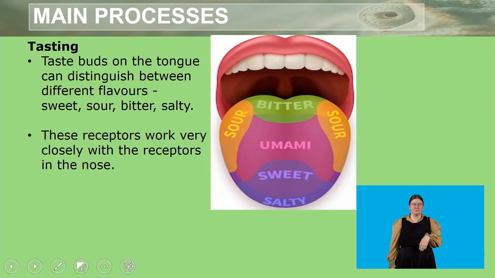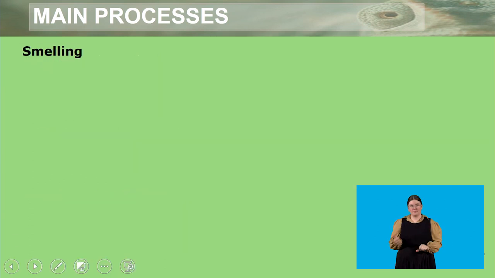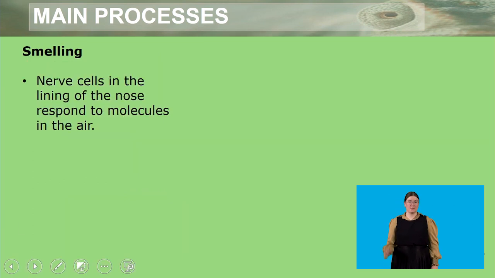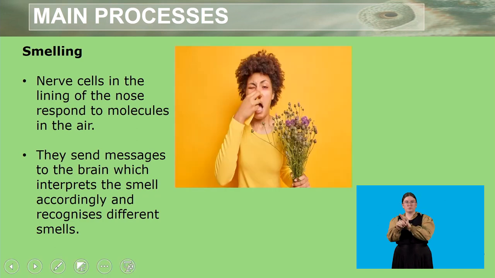These receptors work very closely with the receptors in the nose. The taste and odor stimuli of food are sent to the brain where they are interpreted and processed. The next process involves smelling. Here, nerve cells in the lining of the nose respond to molecules in the air. They send messages to the brain, which interprets the smell accordingly and recognizes different smells. For instance, if you can't handle certain smells, then you'll respond by sneezing, like in the diagram that is shown there.